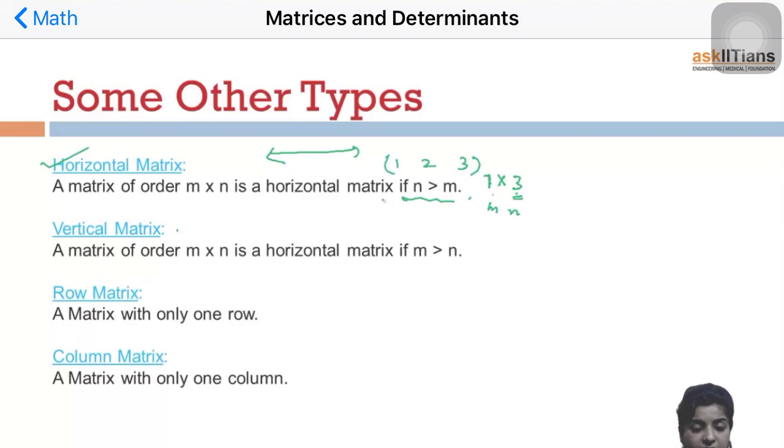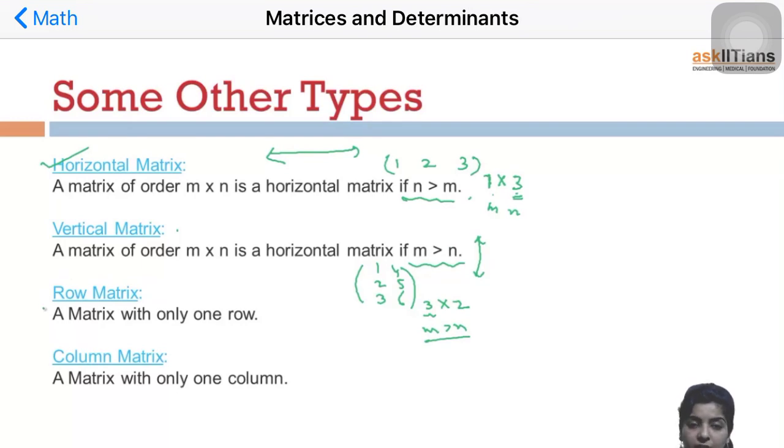Again, a vertical matrix is, vertical is this position, upwards or downwards. So if m is greater than n, a matrix of this form, suppose 1, 2, 3, 4, 5, 6. We have 3 rows and 2 columns. So here we must have m greater than n, only then can we say it is a vertical matrix.